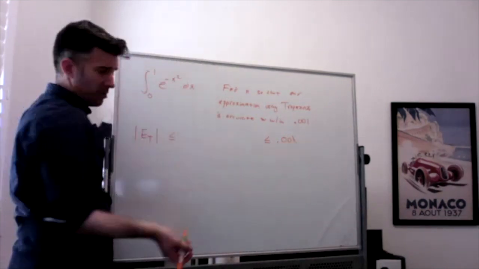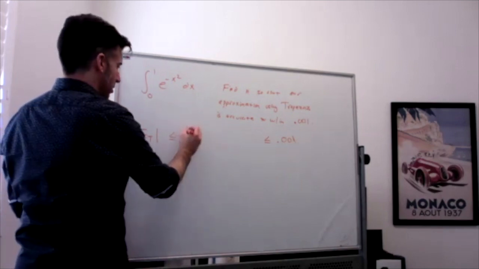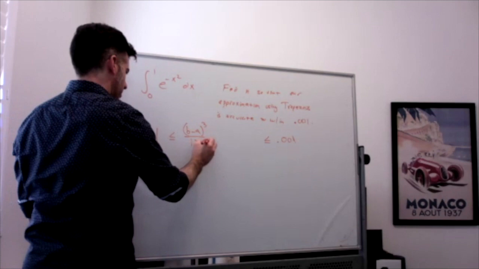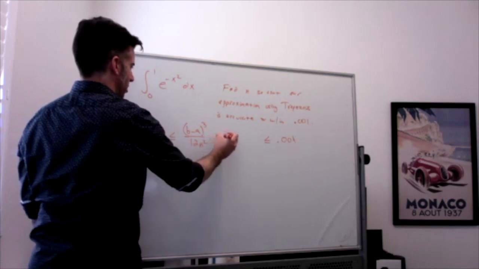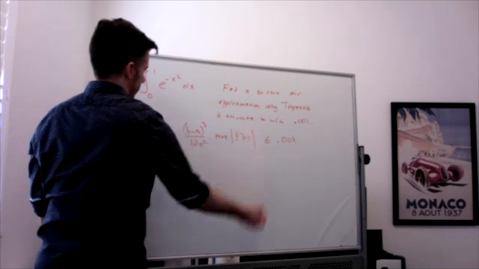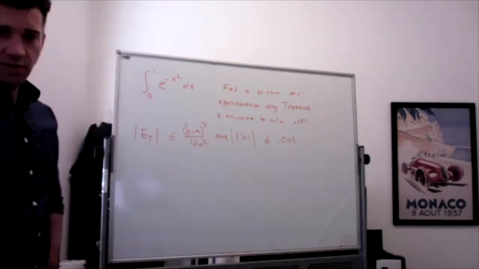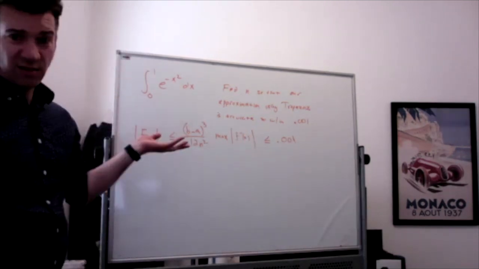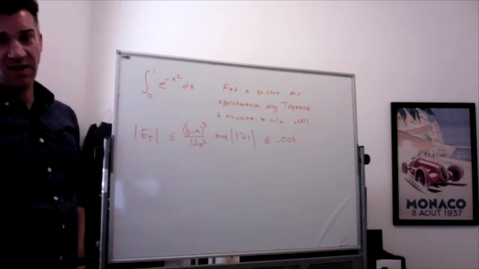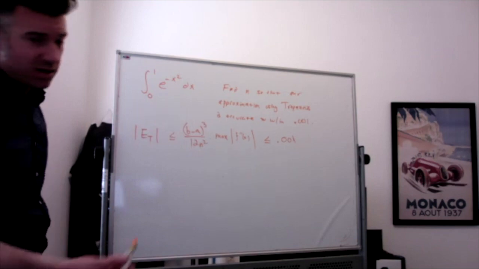And again, for the trapezoid method, the formula is b minus a cubed over 12n squared times the maximum of the absolute value of the second derivative. Okay, that's not too bad. B minus a is just going to be 1 over 12n squared. We have to figure out the maximum of the second derivative here. Okay, the second derivative is kind of a pain in the butt.